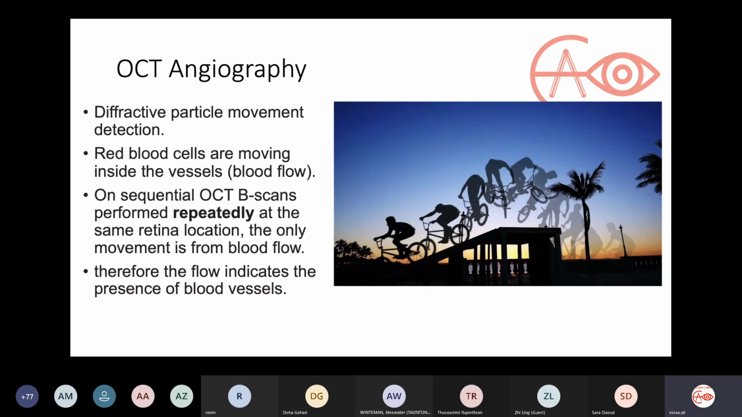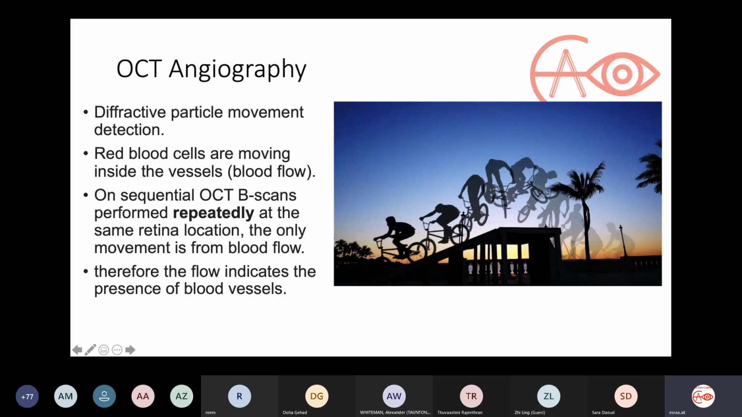So the basic idea of the OCT angiography is that if you have a stable background and you have a moving structure, and you take lots of images of this moving structure, and then you combine the images together, you can tell where this movement had happened. So you can tell the pathway of the movements. It depends on diffractive particle movement detection, that the RBCs in your blood vessels are the only thing that are moving in the back of the eye.